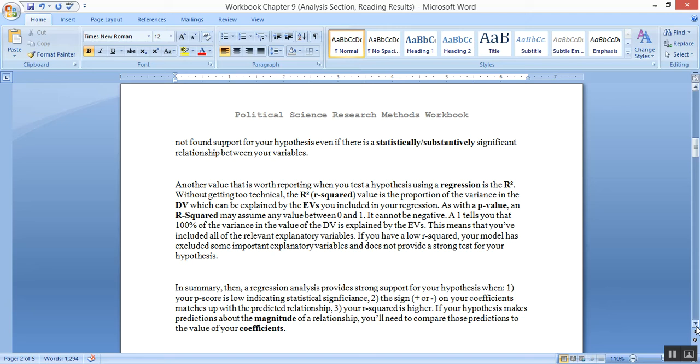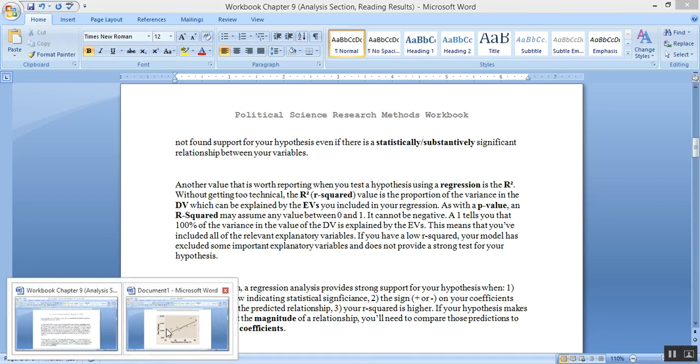So a 1 tells you that 100% of the variance in the value of the DV is explained by your EVs, whereas a 0 means that you haven't explained any. And again, such extreme values, a perfect 0 or a perfect 1, are red flags. They mean you've done something wrong or you're cheating in some way most of the time. I'm not going to say it's impossible to get such values. Mathematically, it is, at least in theory, possible, but it's highly, highly, highly suspect. It's very unlikely in social sciences.